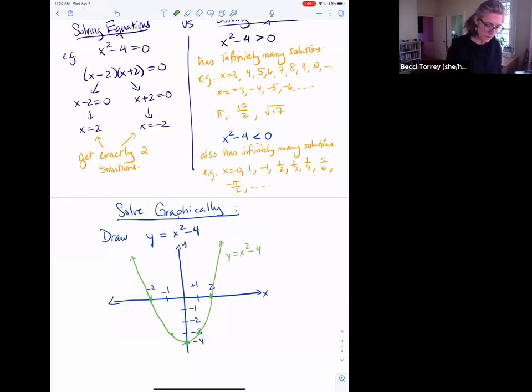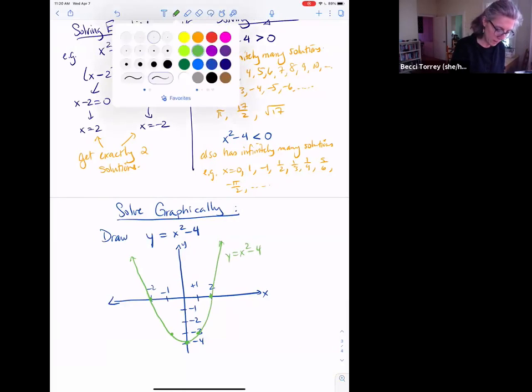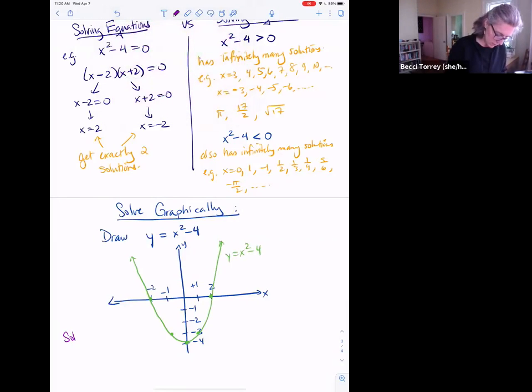And so if we want to solve x squared minus 4 equals 0, that's where the y value is equal to 0. So that's exactly at these points, x equals plus 2 and x equals minus 2. Those 2 points are there.